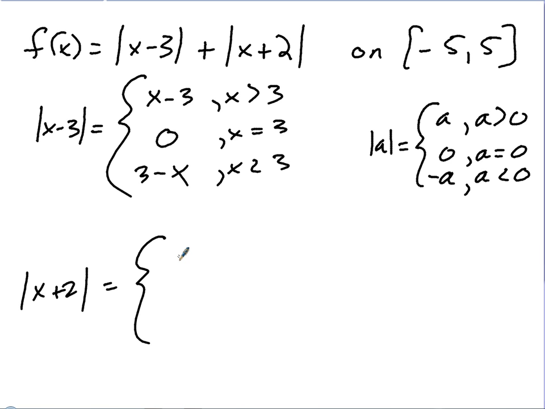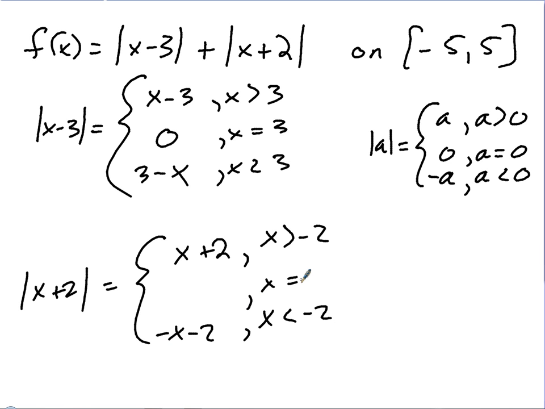That's going to equal, good, x plus 2 when x is greater than negative 2, good. When x is less than negative 2, it's negative x minus 2, and then in the middle, when x equals negative 2, it's 0. Okay, so then what does the sum of those two things look like? Well, we're literally just going to add up those two piecewise functions.